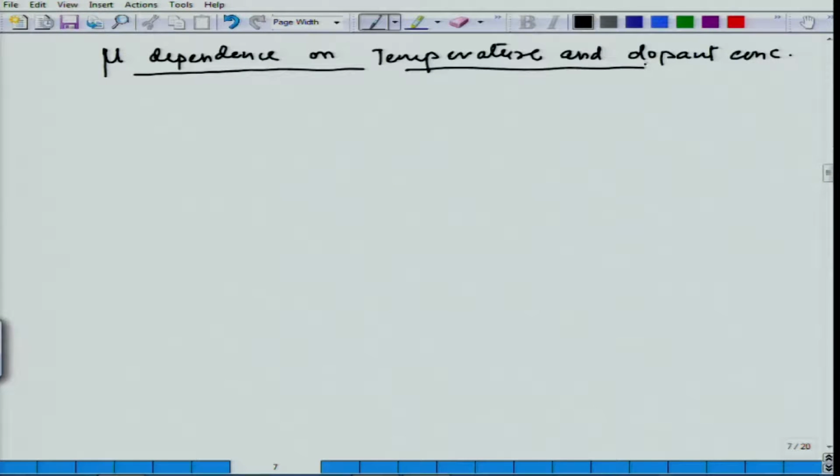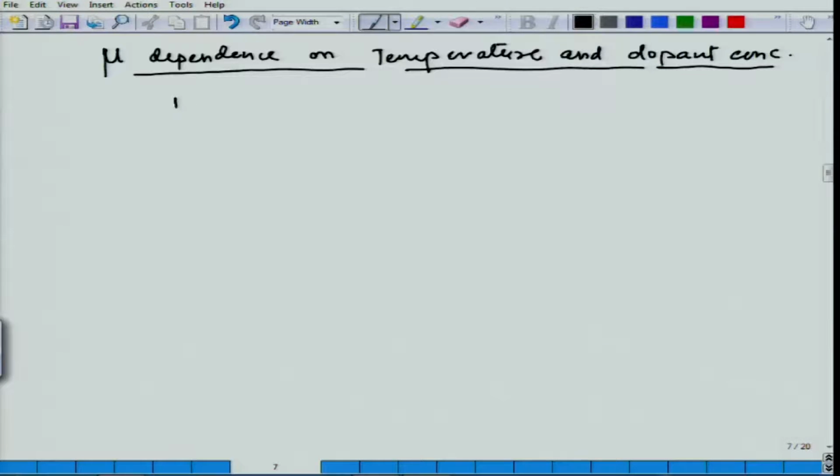If we want to understand this behavior, we need to understand what exactly is the mechanism. The mechanism for this mobility is that the carriers are getting accelerated in the electric field, and then they have a scattering event, from which they come out with a thermalized energy, and then they get accelerated again, and they have a second scattering event. So, what we need to understand are the dominant scattering events in a semiconductor.